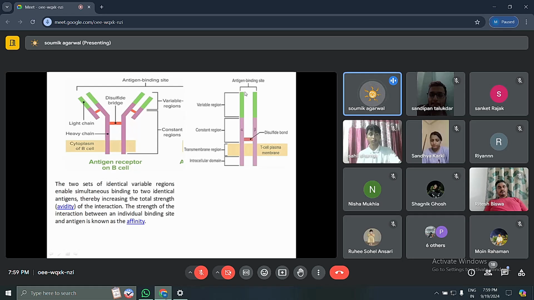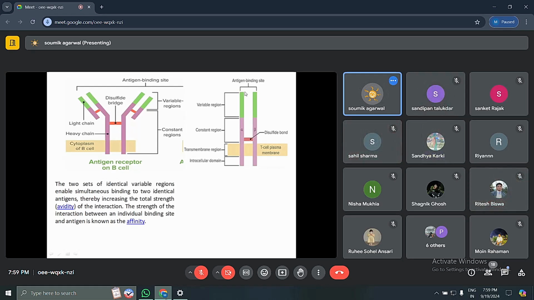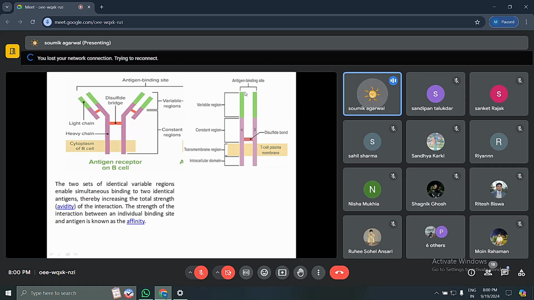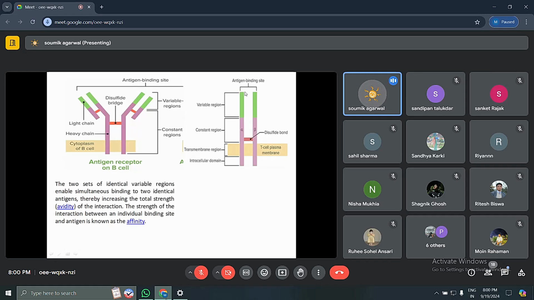So one has the ability to bind two antigens, and the other has the ability to bind one antigen. If I rearrange these regions, there will be simultaneous binding of two identical antigens, thereby increasing the total strength, or avidity, of the interaction. What does it mean? The antigen can bind to this molecule in two places, or two antigens can bind here. Only one is possible here. So it has more probability to bind, more strength, and this is called avidity.